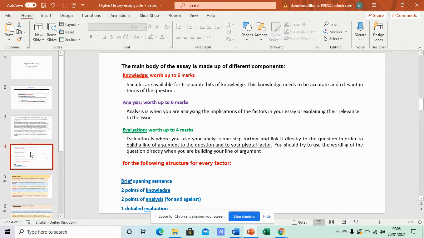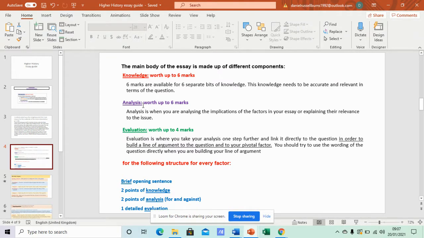Now, when we turn to the main body paragraphs, this is where the marks are allocated. So throughout your 4 or 3 paragraphs, there are 6 marks of knowledge available. Okay, so this knowledge needs to be accurate and relevant to the terms of the question. What we mean here is accuracy in terms of the date, the statistic, the event, the people that you're describing, and it's relevant to the terms of the question, so it helps you come to a final answer or judgment about what this question is asking you to do.